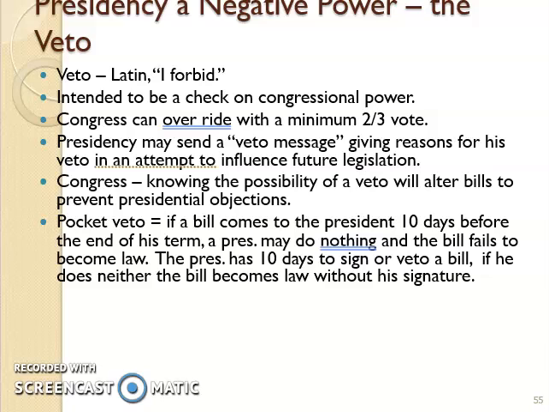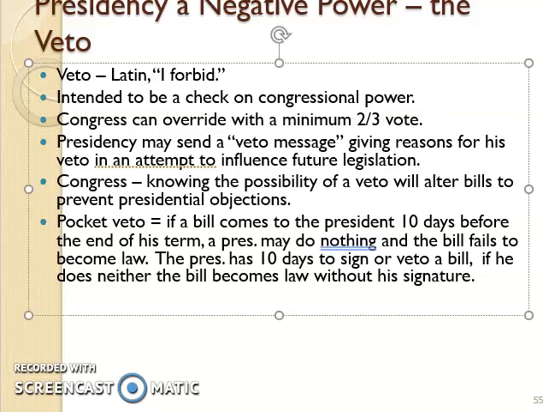It's just intended to be that check on presidential power, which I've already talked about. Now there also needs to be a check on the president's power to veto. And so the founding fathers created a situation whereby Congress could override the president's veto. That is done with a minimum 2/3 vote of both houses of Congress. It's got to be 2/3 or more in each house.